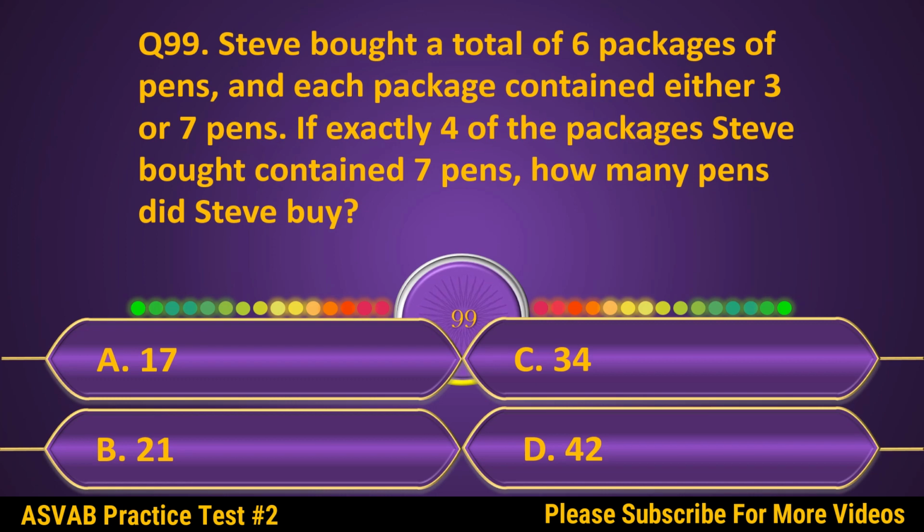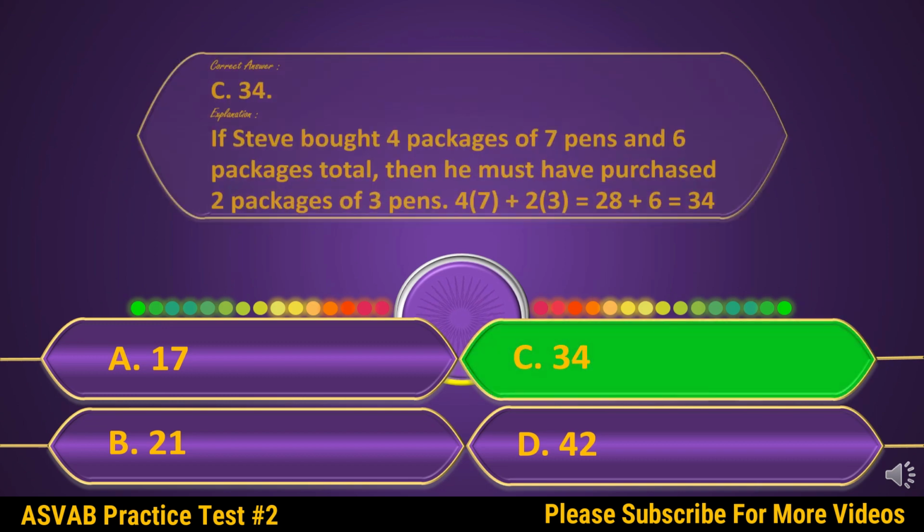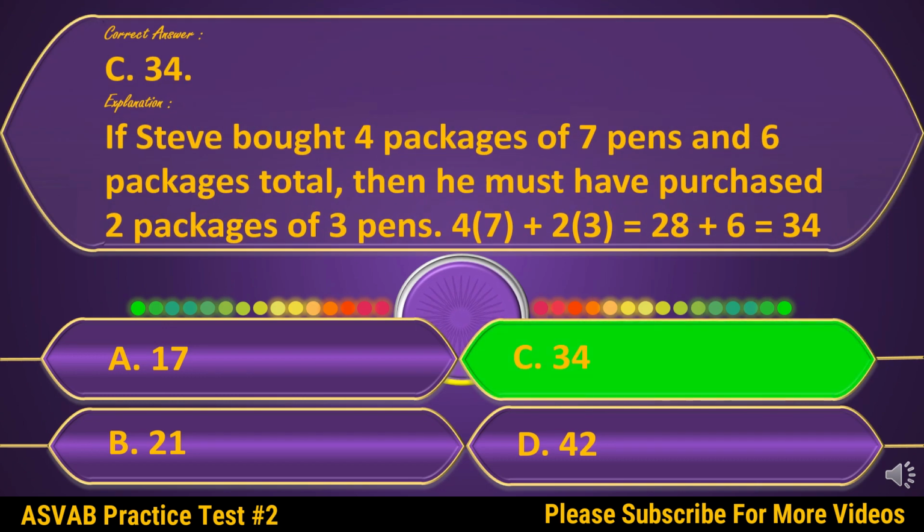Question number 99. Steve bought a total of 6 packages of pens, and each package contained either 3 or 7 pens. If exactly 4 of the packages Steve bought contain 7 pens, how many pens did Steve buy? The options are A. 17, B. 21, C. 34, or the option D. 42. And the correct answer is option C, 34.